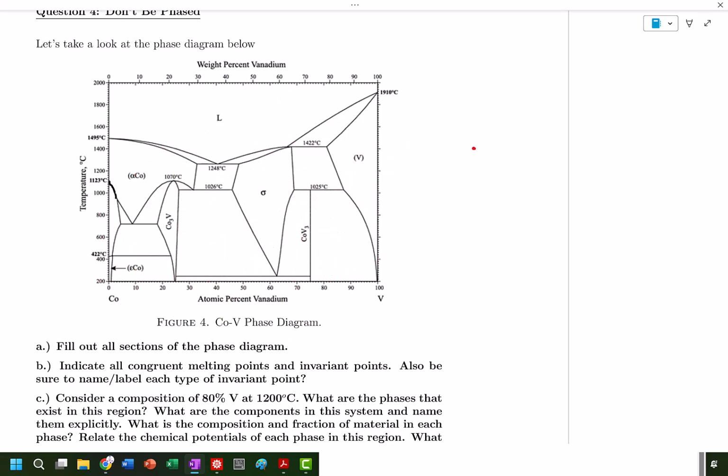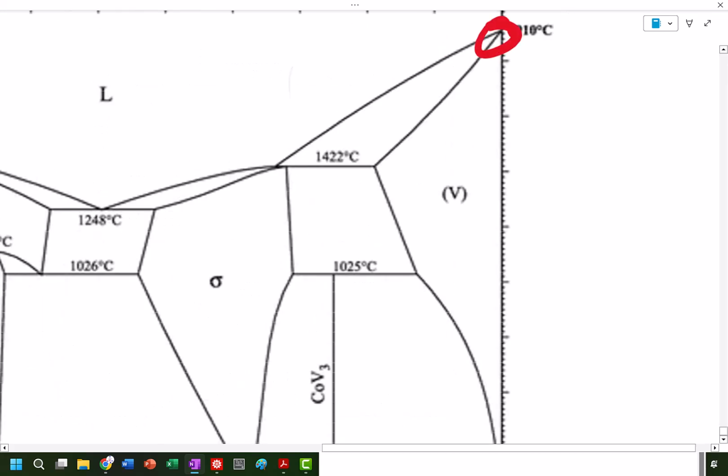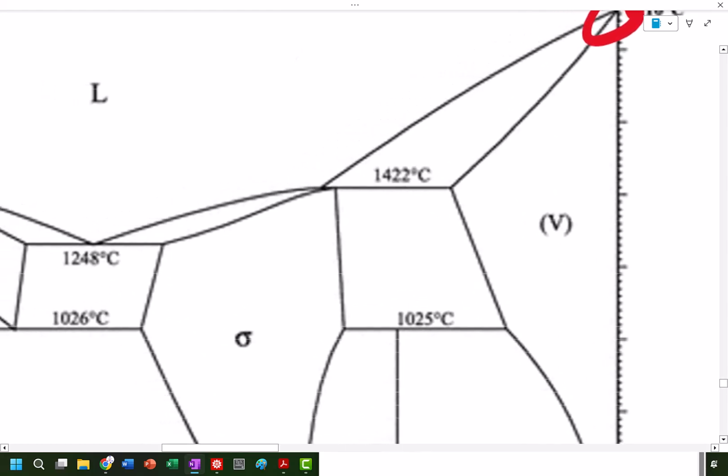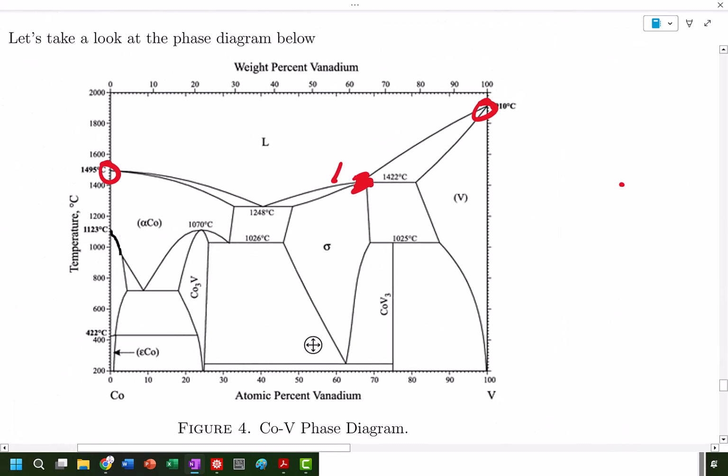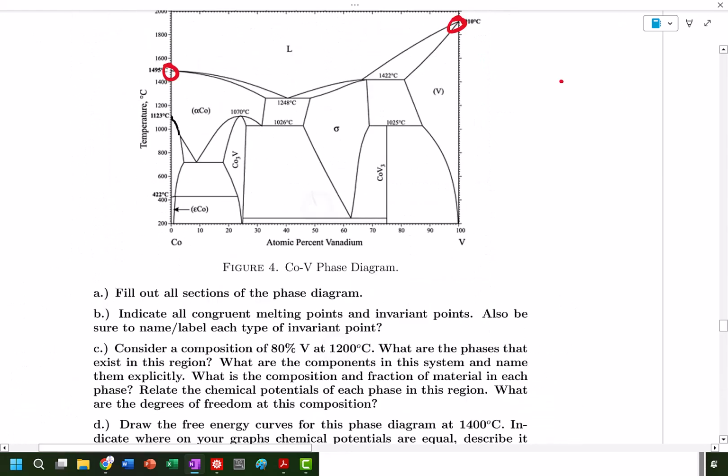All right. Where are all the congruent melting points? Here and here. That's it. There's just two of them on this one. So two congruent melting points. I really don't see another particular phase unless you say maybe here, but that's a tough one. I would call that a congruent melting point there. So that can definitely be one of those.